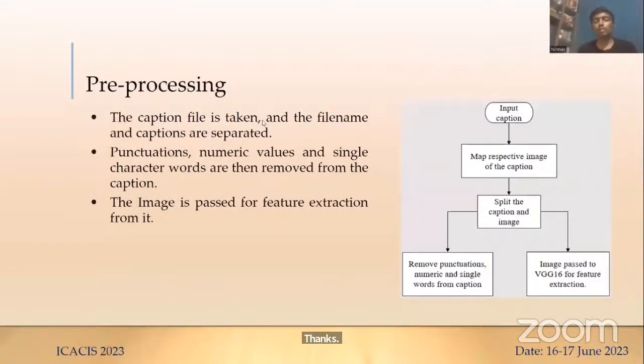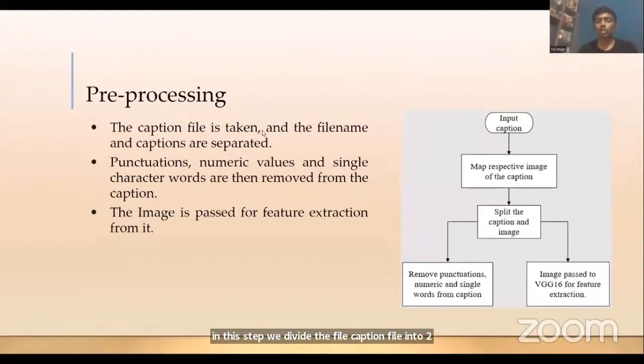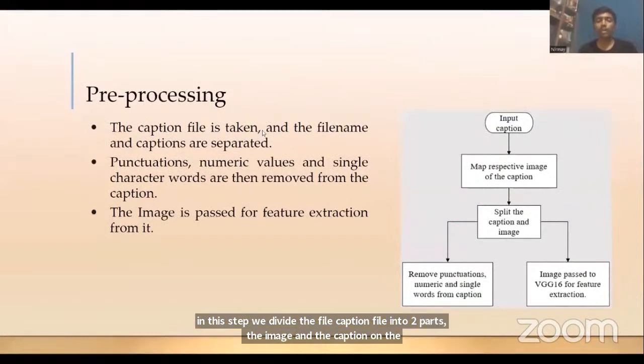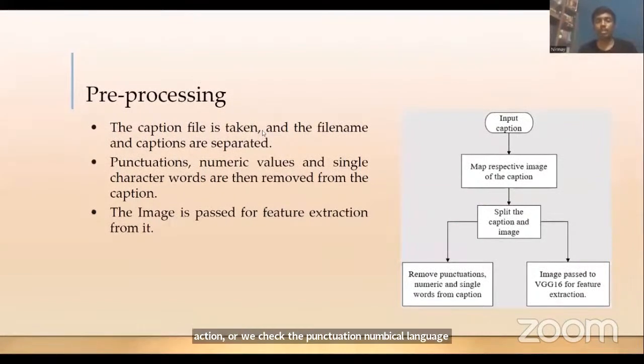The next step is pre-processing on the dataset. In this step, we divide the caption file into two parts, the image and the caption. On the caption, we check the punctuation, numerical values, and single character words, and try to remove those from the captions. From the image, we pass the image to the CNN model for feature extraction.